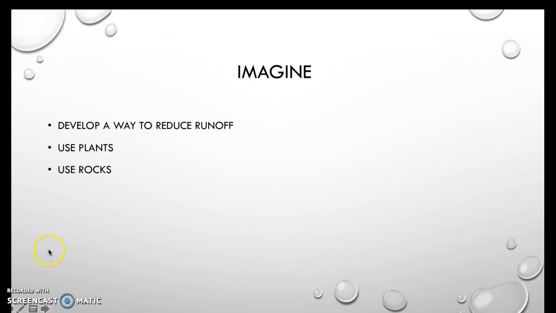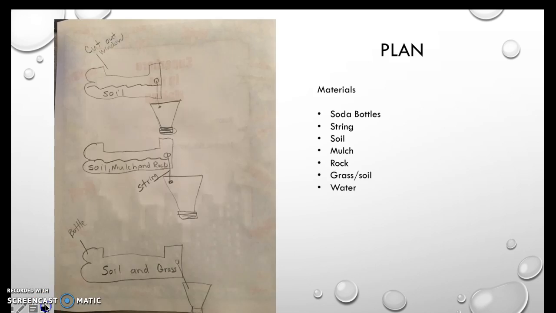Before starting this, I started by going through the steps for the Engineering by Design of Imagine. So I wanted to develop a way to reduce runoff, so I decided I was going to be natural and use plants and rocks in my design. After looking at the erosion bottles and the interactive watershed, I decided that I was going to use soda bottles, and I cut my soda bottles a little differently. I cut my soda bottles and tied them with a string, and I cut out a window at the top, and I used soil, mulch, and rocks, and then I used soil and grass on my bottle. So that was my initial plan.